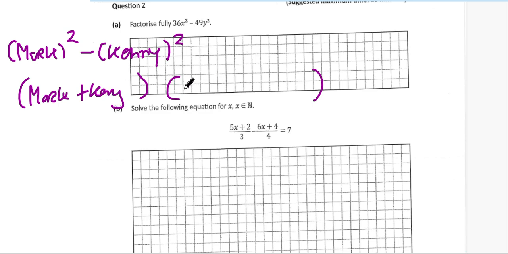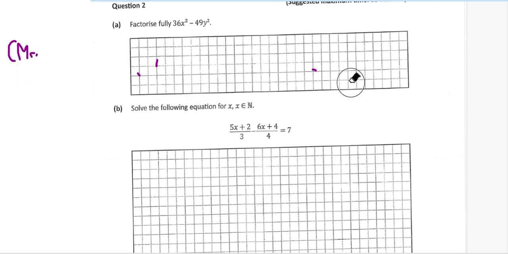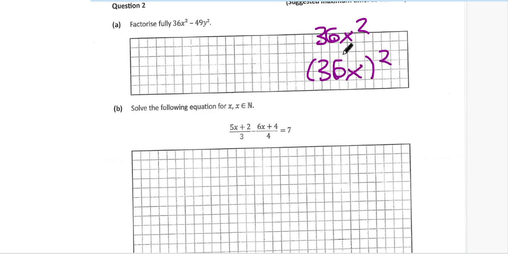Mark minus Kenny. Now what I'm trying to get at here is that it's usually something squared minus something squared. And this would have been significantly covered on all the videos. Significantly so, okay? Then what I would have said is, can anybody tell me the difference between 36x squared and (36x) squared? Anybody tell me the difference between the two of them?